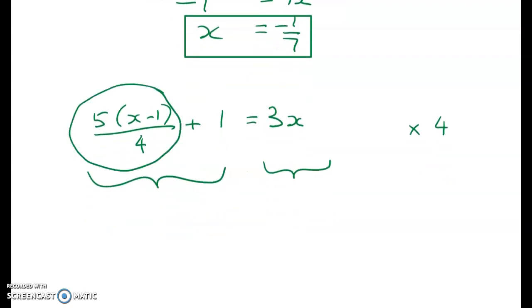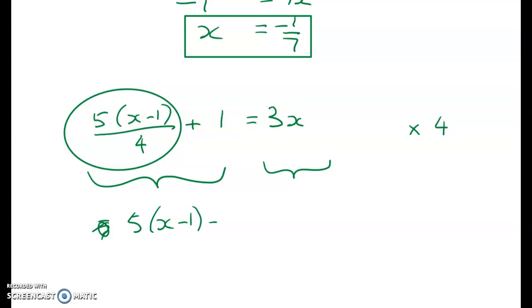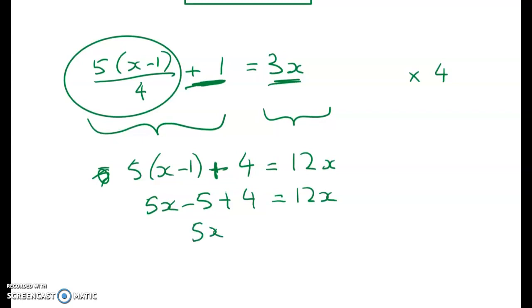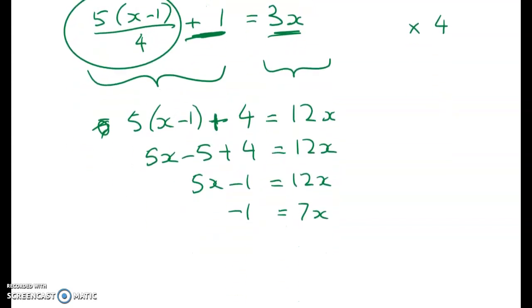So when I multiply this by 4, we're left with just 5 times (x minus 1). When I multiply this by 4, I have now plus 4. And when I multiply this by 4, I have 12x. So that gives me 5x minus 5 plus 4 is equal to 12x. 5x minus 1 equals 12x. Negative 1 is equal to 7x. That gives us x is equal to negative 1/7.